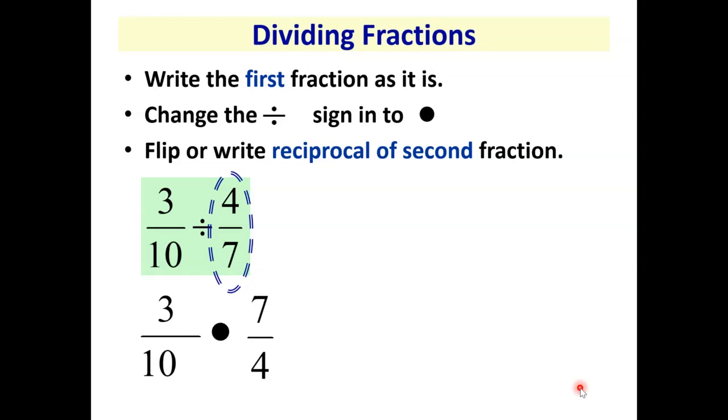Now, we changed the dividing problem into a multiplication problem. We just did multiplication problems before, so we know how to do it. In this case, 3, 10, 7, 4, 3 and 4, 7 and 10, there's nothing that can be reduced. The only option is to multiply across, 3 times 7 and 10 times 4. So your final answer should be 21 over 40. This is how you will divide. Let's try another example.